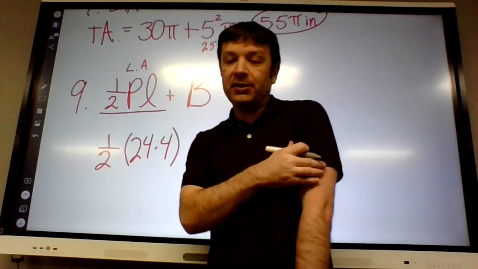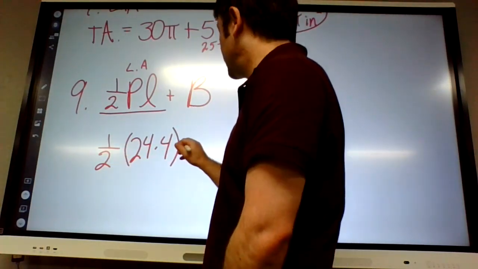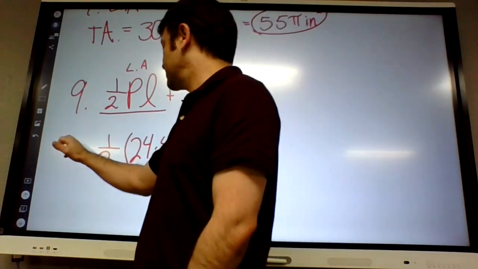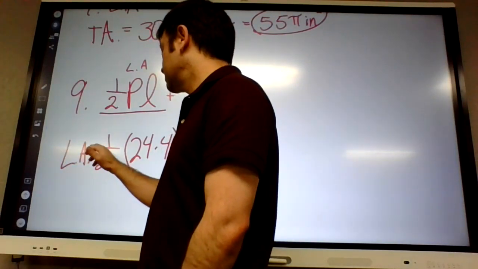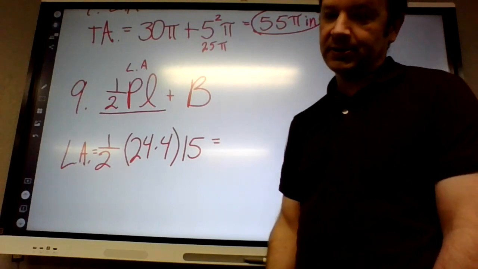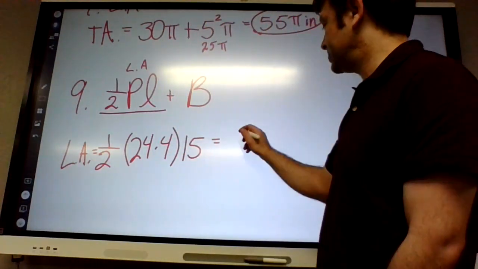And what's the slant height on number 9? 15. So that'll give us our first answer. I'm not going to do that in my head. 720.